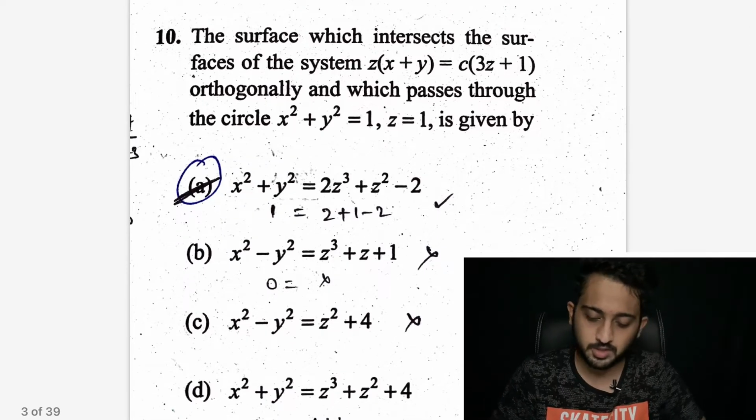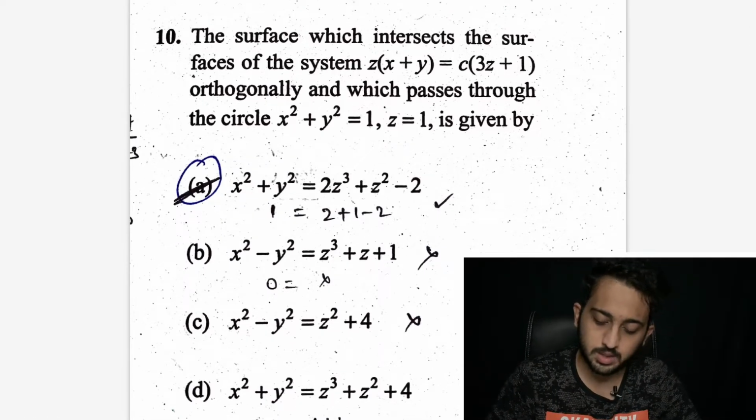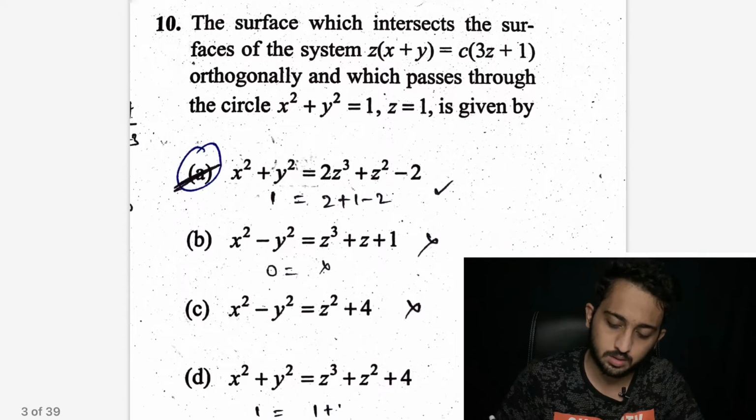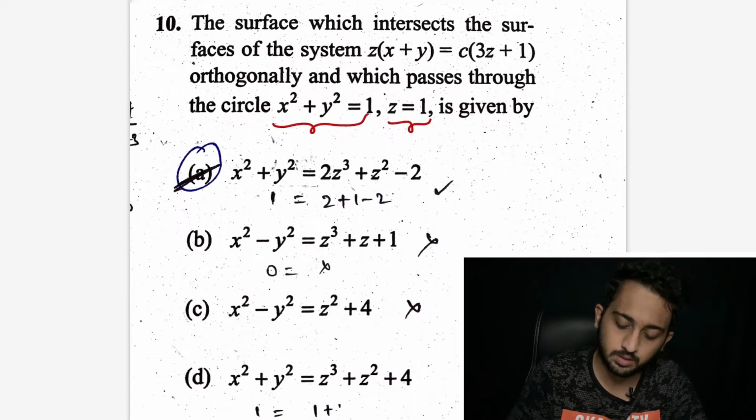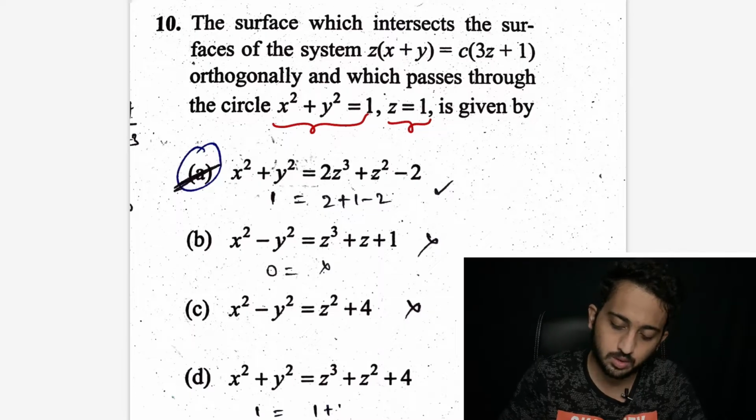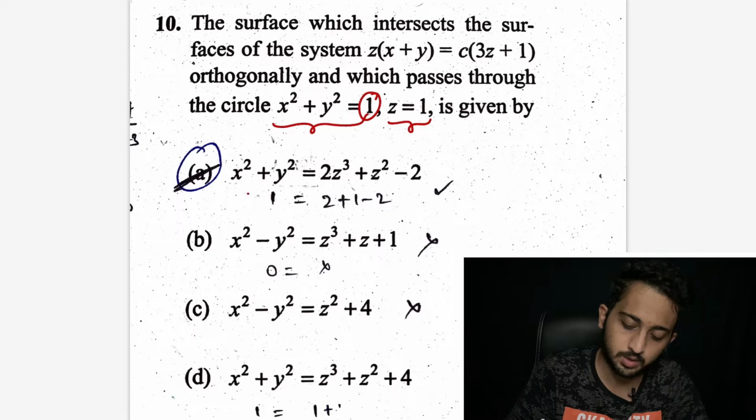So this is the second question. Here also we are just using the substitution method. Since they have already given this circle equation and z is also 1, we just have to substitute these values in the options. Since x square plus y square is 1, I'll just put 1 here.